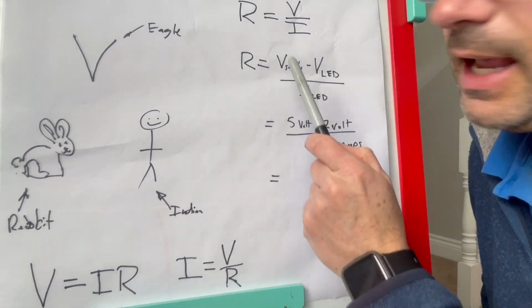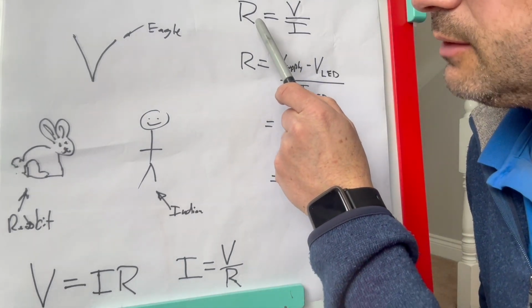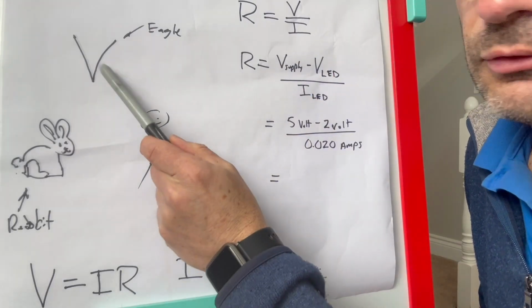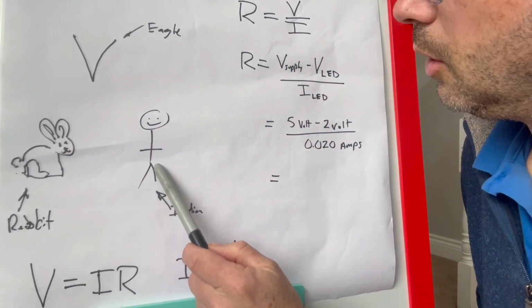And in our case today, we are solving for resistance equals the voltage over the current.